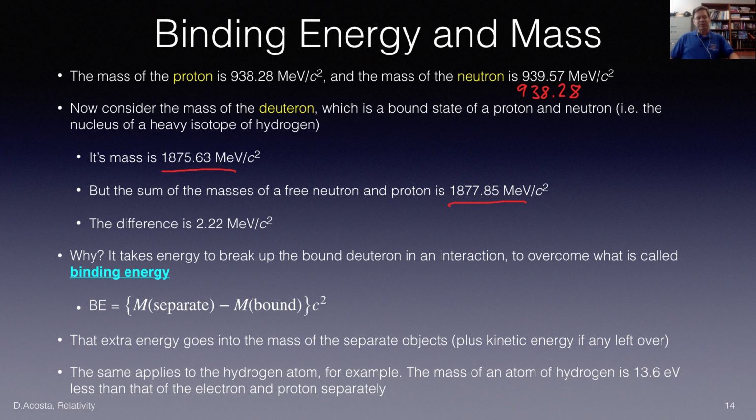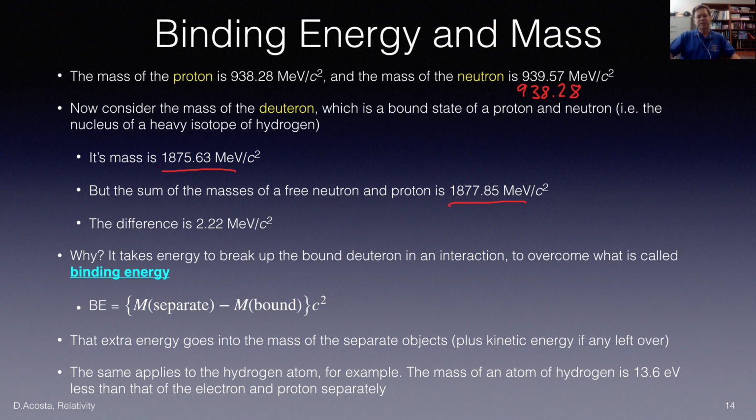It turns out, for example, if we take an atomic example, the hydrogen atom, the mass of the hydrogen atom is 13.6 electron volts less than that of the electron and the proton separately. So same thing, you have to break apart the atom into a separate proton and electron, and the mass will be slightly more in that case. So what we see here is that mass is not necessarily conserved when you have reactions, when you break something apart or you put something together. The total energy must be, and the total momentum must be, but not the mass.